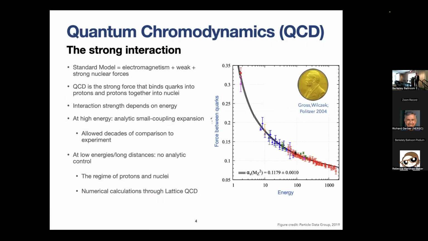So one of the pieces of the standard model is the strong interaction. It combines that with electromagnetism and the weak interactions. But the strong interaction is particularly important for what I want to talk about. Because this is the force that really binds the quarks and gluons inside protons into the composite objects like protons and those into nuclei.